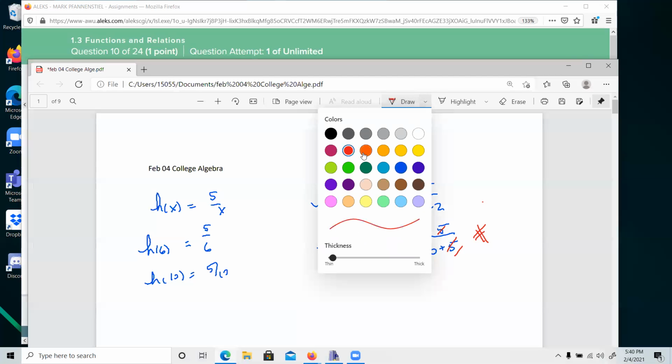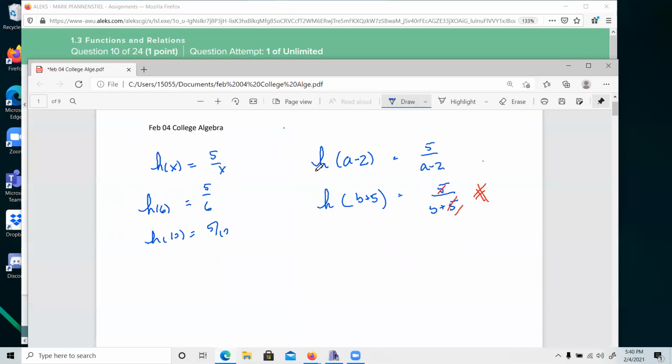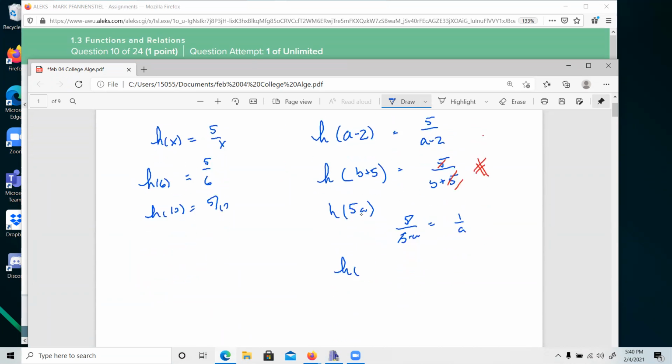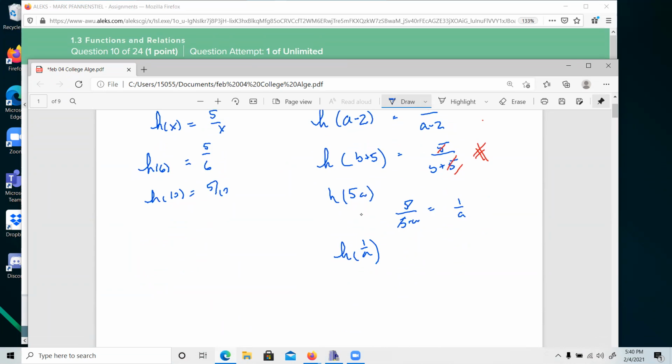Here's another one I would do with this. What's h of 5a? That would be 5 over 5a. Now you can do that, because there's a times in between here, so that's just going to be 1 over a. Or I would want to do something like this: what's h of 1 over a? That's 5 over 1 over a, right? So what's 5 divided by that? That's what that means. So we just get 5a instead.